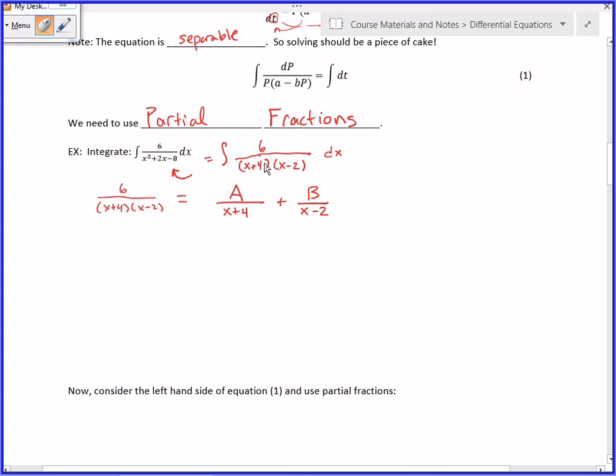Okay, so I've got this integral here. I've got to finish it before I come back and do the actual problem we're working on. So my trick for doing this is, first of all, multiply through by x plus 4, x minus 2, times the whole thing. You get 6 equals A times x minus 2 plus B times x plus 4.